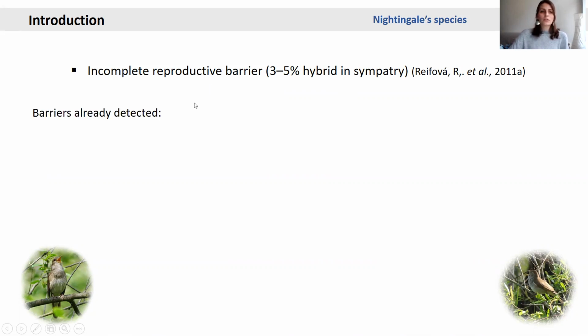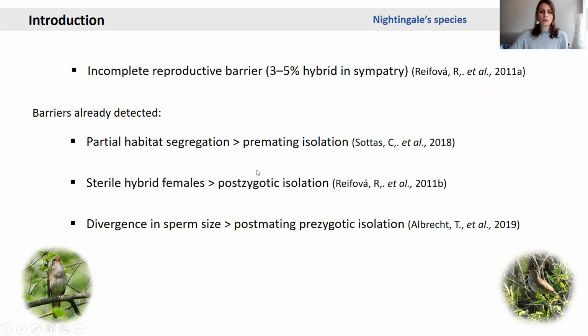So we already searched for different types of isolation mechanisms that can already be settled between the two species. And it has been found that some premating isolation occurs with some partial habitat segregation, but also some post-zygotic isolation, because following Haldane's rule, the F1 hybrid females are sterile, whereas the male hybrids are fertile. And the last one is some post-mating prezygotic isolation signal with the divergence in sperm size.